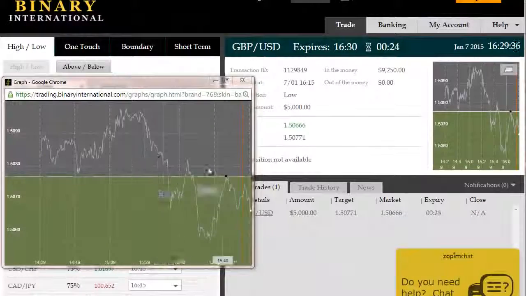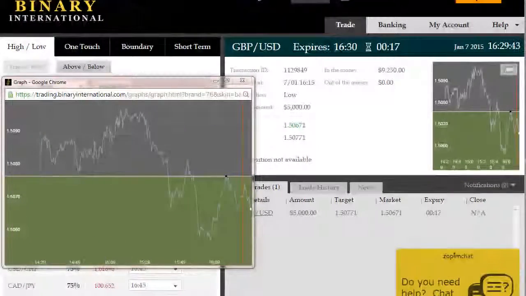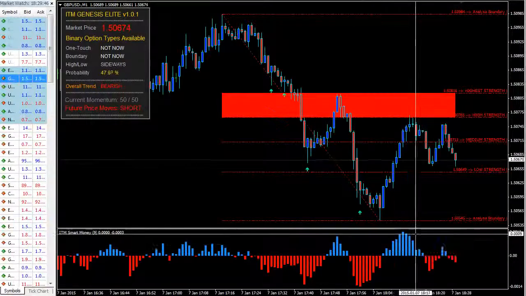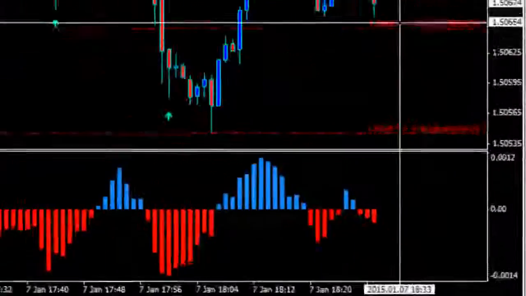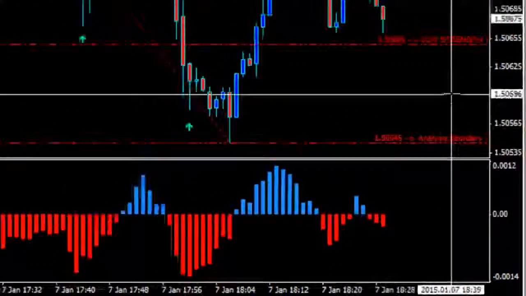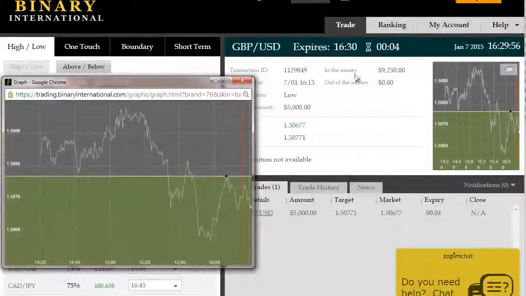All right, back again, roughly 24 seconds remaining in this trade. As you can see, a perfect bounce off of that high probability reversal area shown by ITM Genesis Elite and confirmed by ITM Smart Money. We saw the reversal zone in place. We saw price heading towards it, but Smart Money indicated that bulls are not overwhelming the bears. Hence, we're going to probably see that reversal zone hold, and that is exactly what it did.